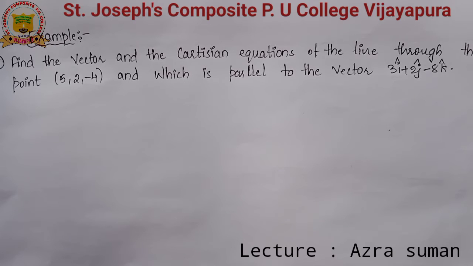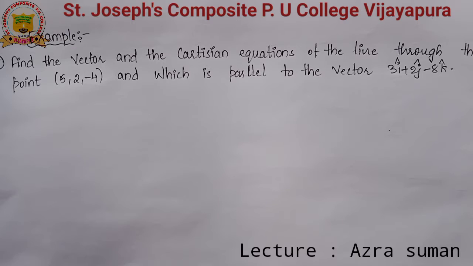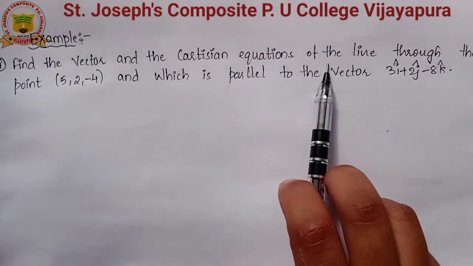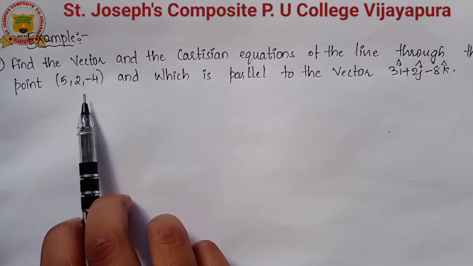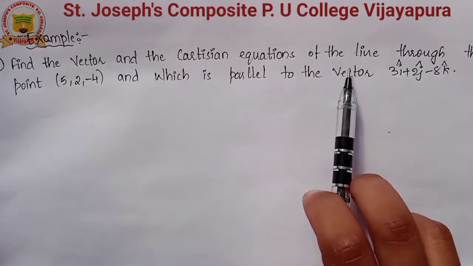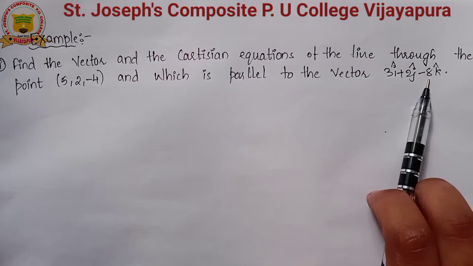We shall solve problems based on the concept of equation of a line through a given point and parallel to a given vector. The question is, find the vector and Cartesian equation of the line through the point (5, 2, -4) and which is parallel to the vector 3i + 2j - 8k.